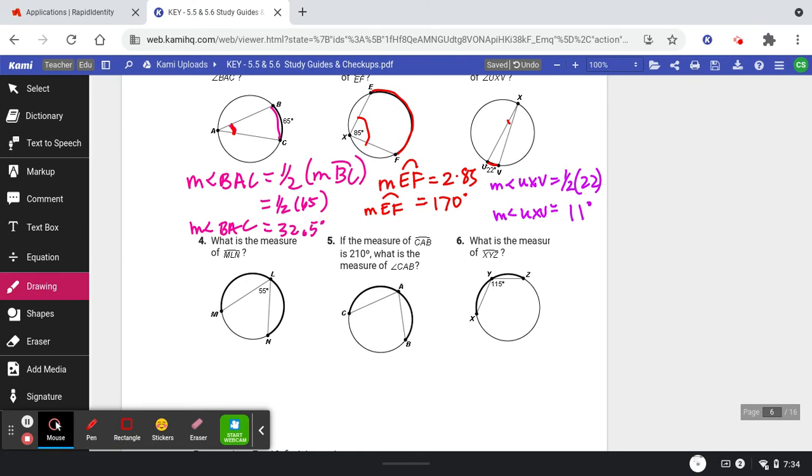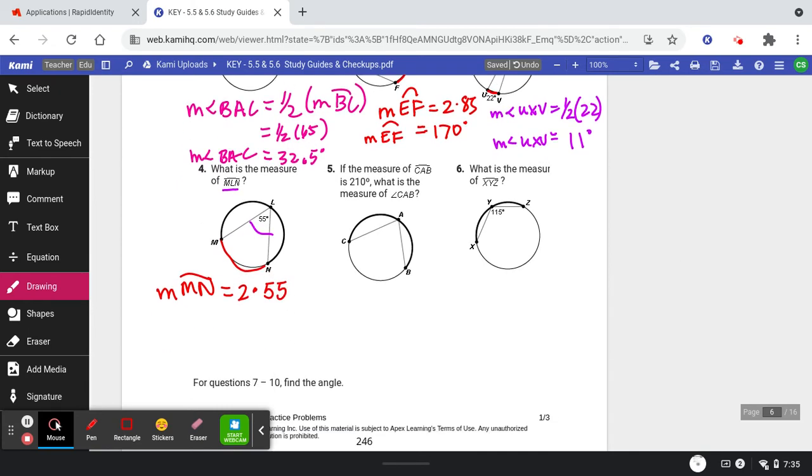All right, this one's giving us the 55 angle, and they want to know this time the major arc around the edge. So first we're going to find the minor arc, MN, and then we're going to subtract from 360 to find the major. Okay, so we've got measure of minor arc MN, this guy here, is equal to 2 times that inscribed angle, or 110 degrees.